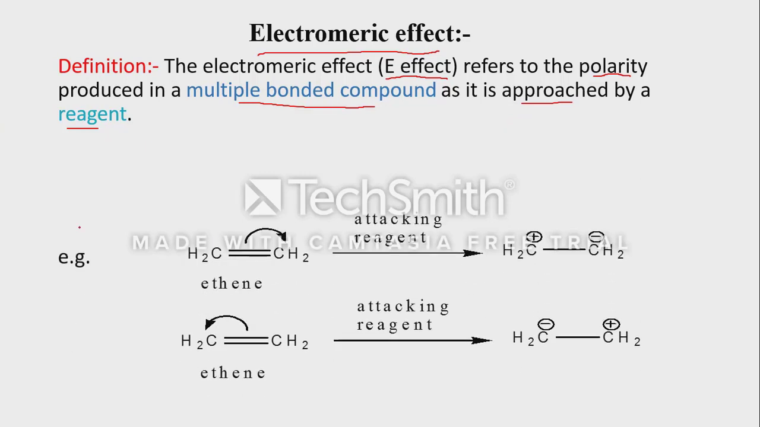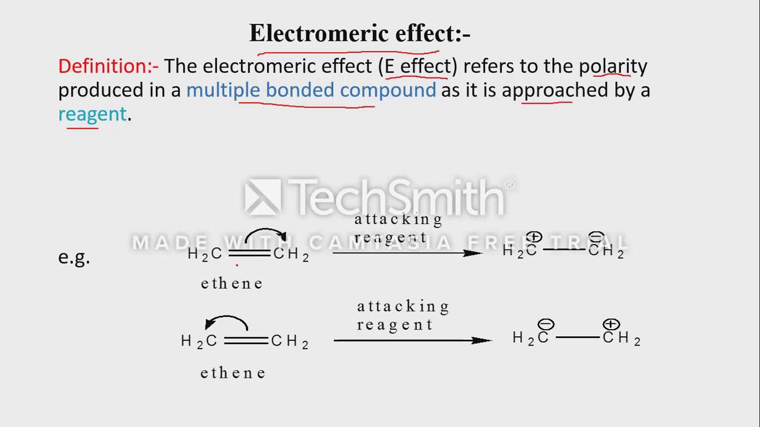The example of the electromeric effect is ethene. A molecule of ethene has 2 carbon atoms.